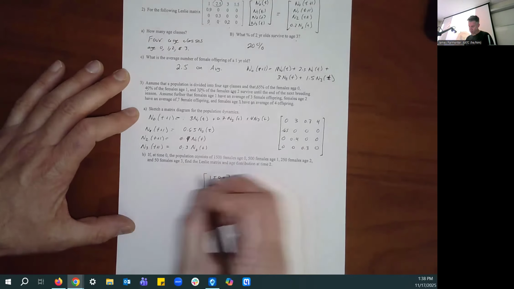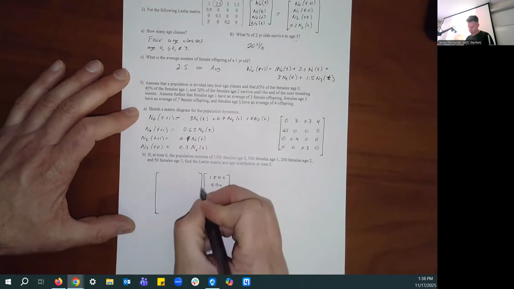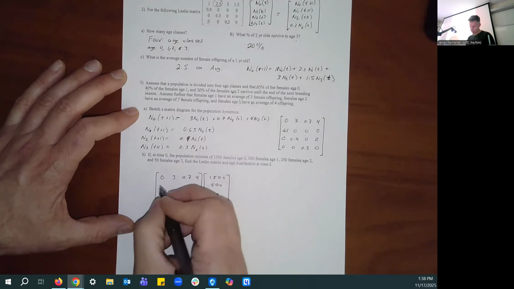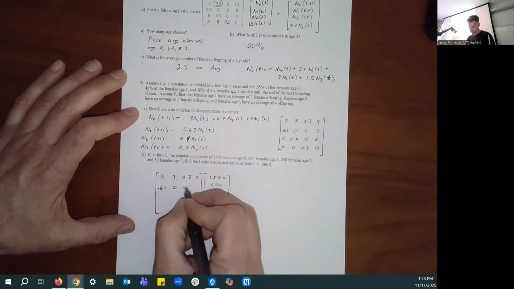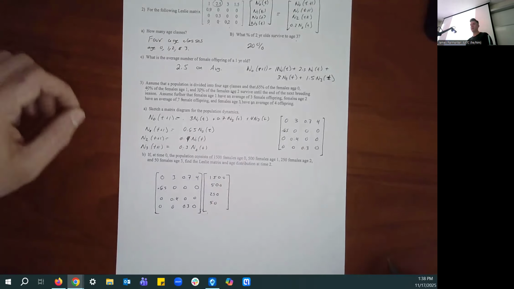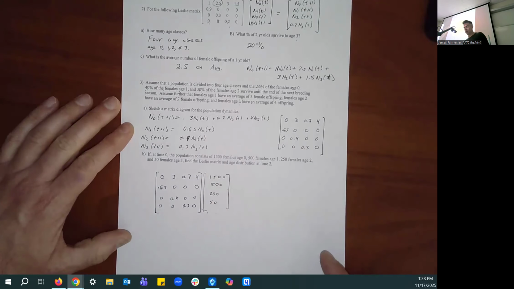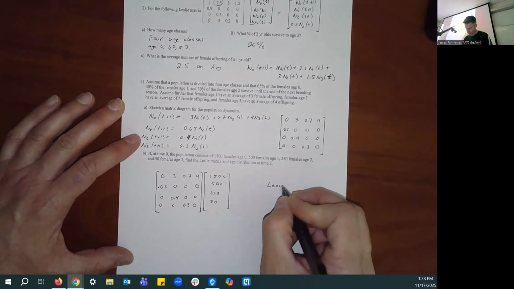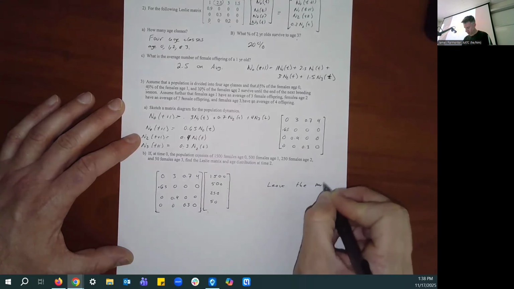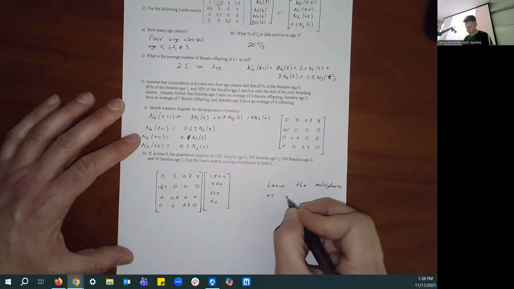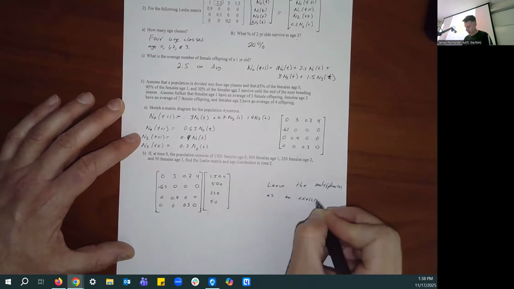But all this question is asking us to do is to, again, do this matrix multiplication twice, which is not super exciting. So we could certainly do this multiplication twice. I don't think it's super necessary, so I'm going to say let's leave the multiplication to the reader as an exercise.